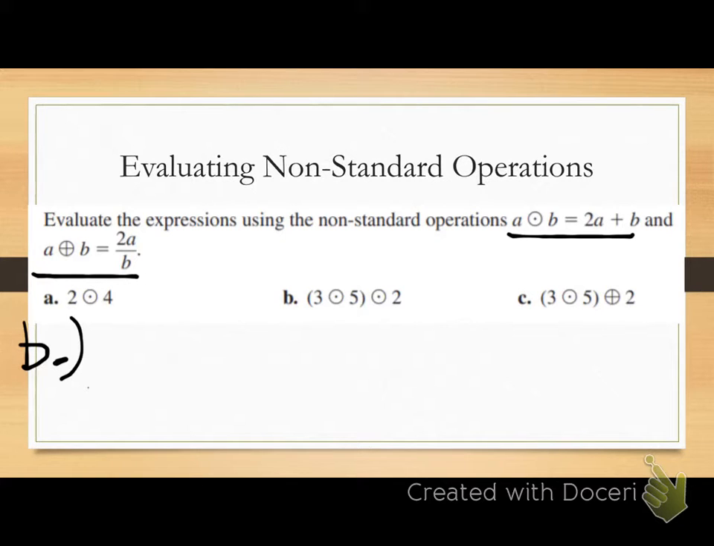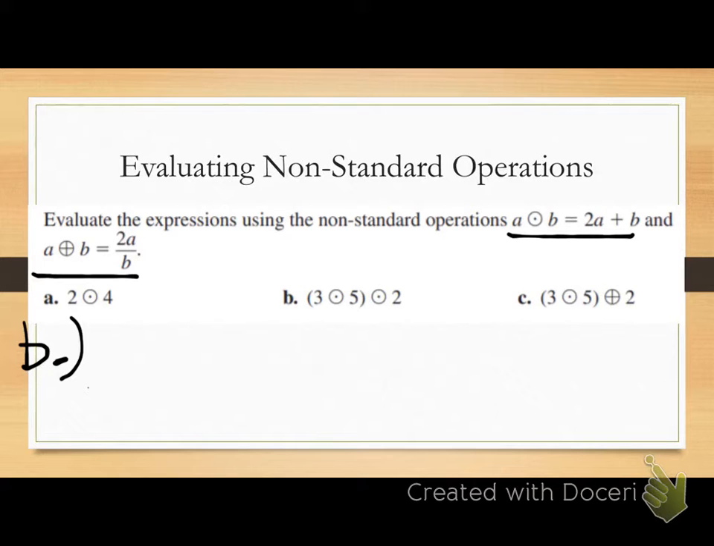This one looks a little different. I've got 3 circle dot 5 in parentheses and then circle dot 2 outside of the parentheses. How do you think I'm going to handle this one? Same thing as the first one. So you still gotta plug in the numbers, right? And how do I know which numbers to use first? Because of the parentheses. We're still using order of operations. I'm going to do what's inside the parentheses first. So I'm not going to worry about the circle dot 2 yet. I'm just going to worry about the 3 circle dot 5 to begin with.